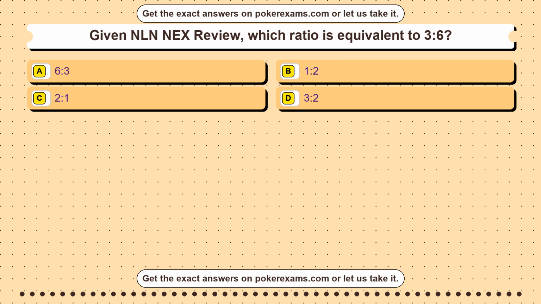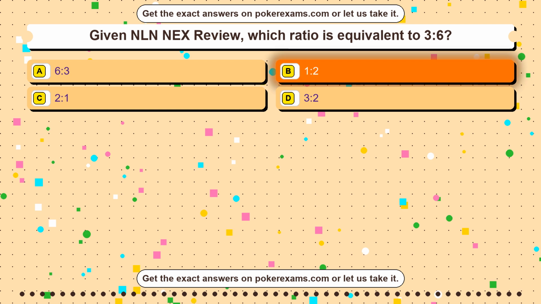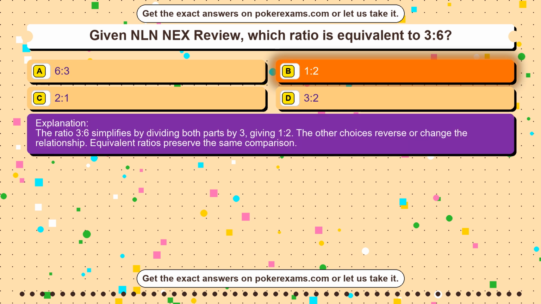Question 8. Given GED reading practice test, which sentence uses evidence best? Option A. The answer is probably obvious. Option B. The article states that graduation rates rose by 8%. Option C. Everyone knows the result. Option D. It seems true to me. The correct answer is option B. The article states that graduation rates rose by 8%. The first sentence gives a specific evidence-based detail. The other choices rely on assumption, opinion, or vague wording. Evidence should be clear and verifiable.